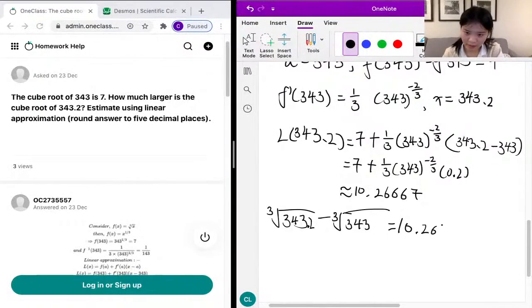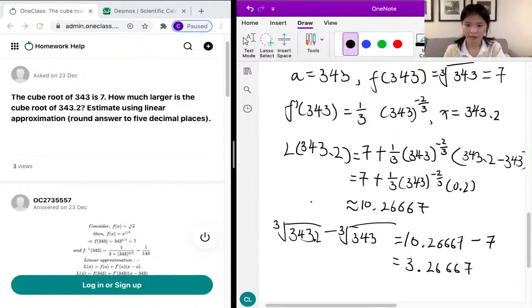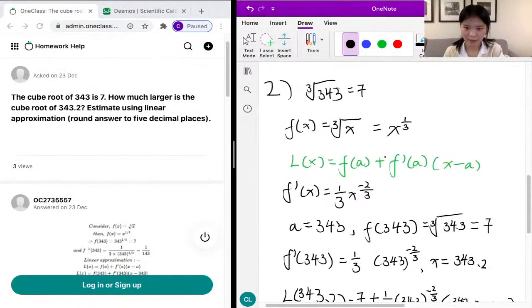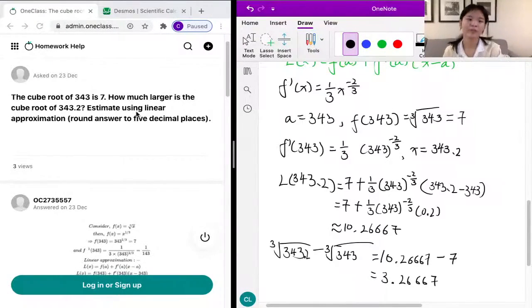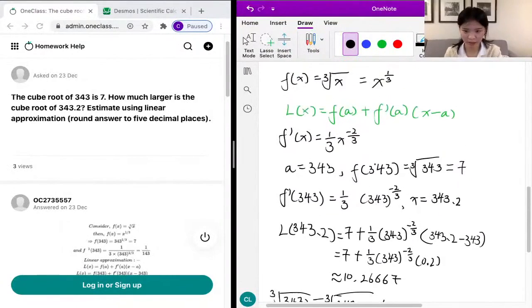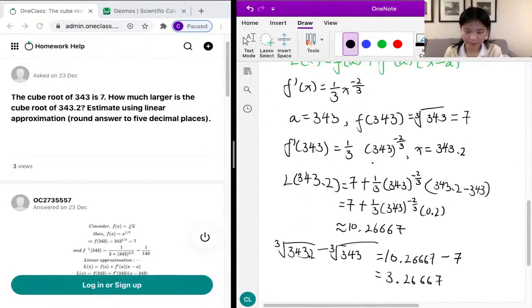10.26667 minus 7, which would just be 3.26667. Whew, that was a long question, but that will be our answer of the difference between the cube root of 343 and 343.2 using linear approximation. So this is our result.